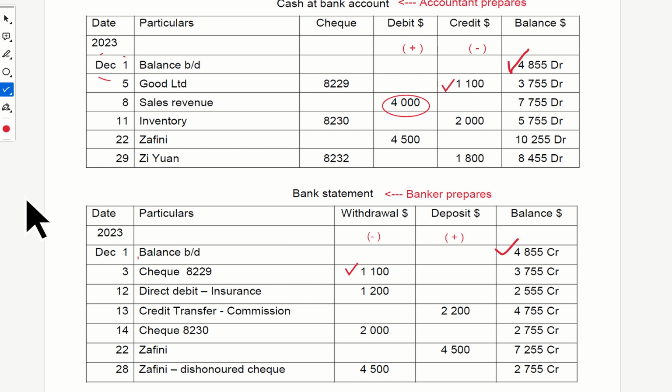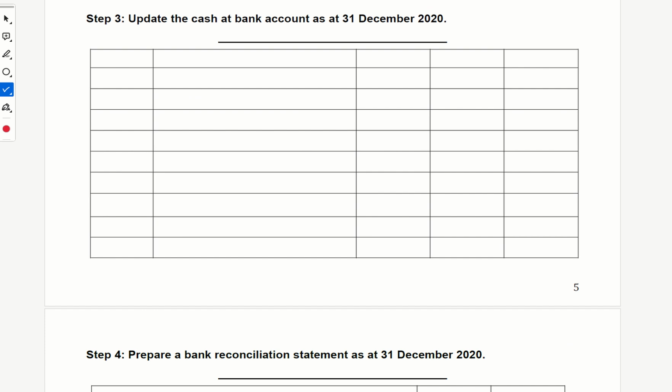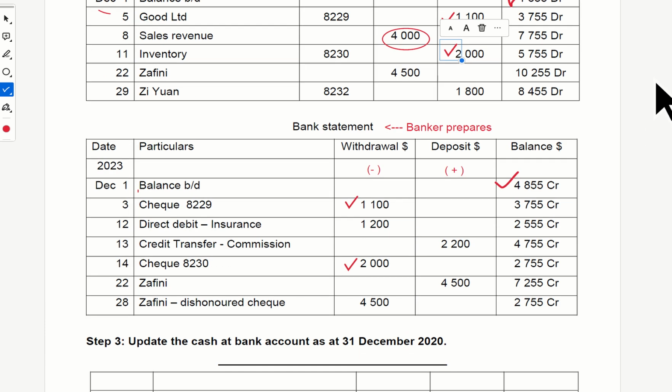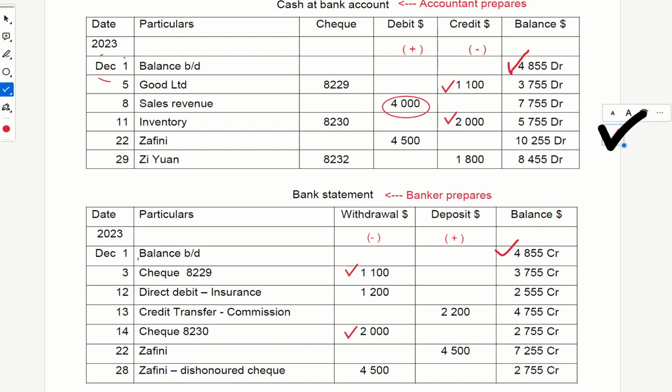Let's go and take a look at the next item. In the cash at bank account, there's a credit of 2,000, a payment of 2,000. Can you find that in the bank statement? Yes, you can find that on the 14th of December, there is a withdrawal of 2,000. So since you can find it, you should put a tick beside both numbers. Let's go and find the next item.